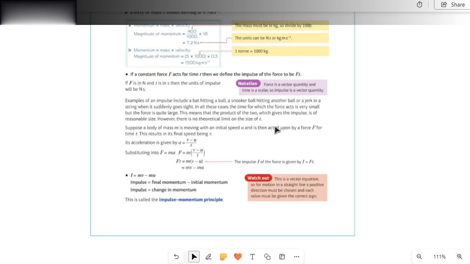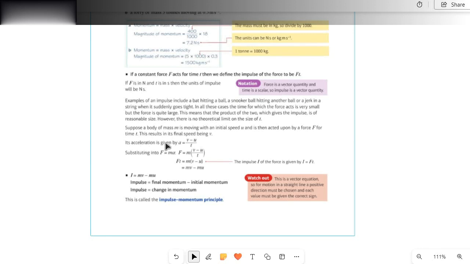In all these cases, the time for which the force acts is very small, but the force is quite large. This means that the product of the two, which gives the impulse, is of reasonable size. However, there is no theoretical limit on the size of t. Suppose a body of mass m is moving with an initial speed u and is then acted upon by a force F for time t. This results in its final speed being v.